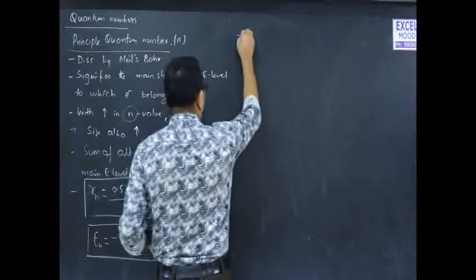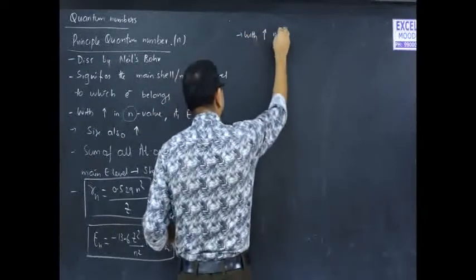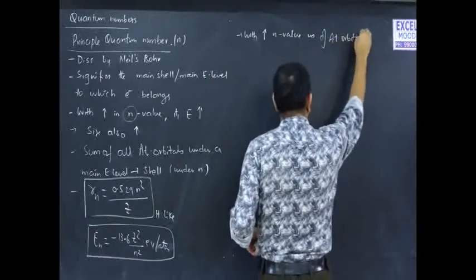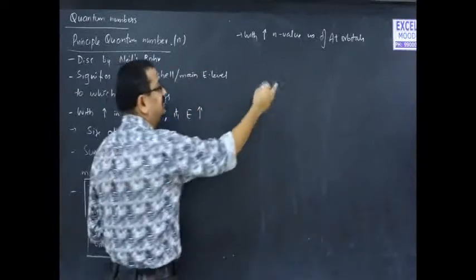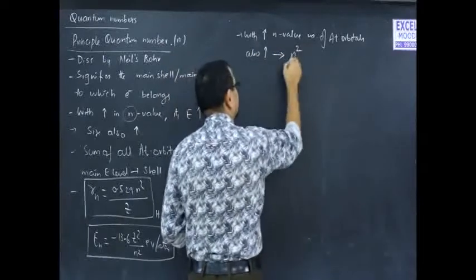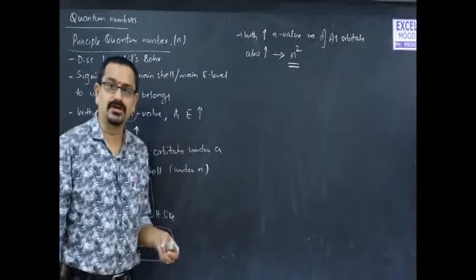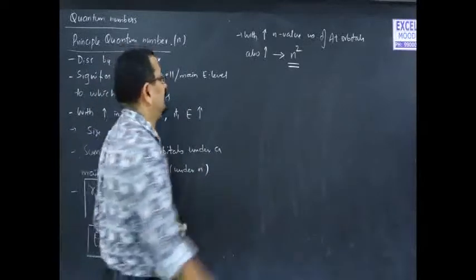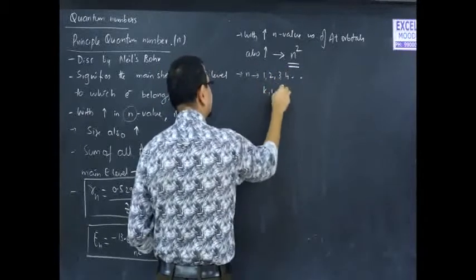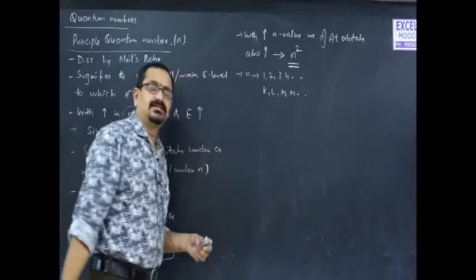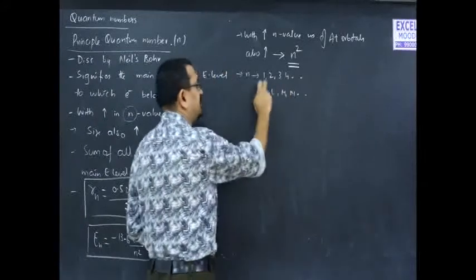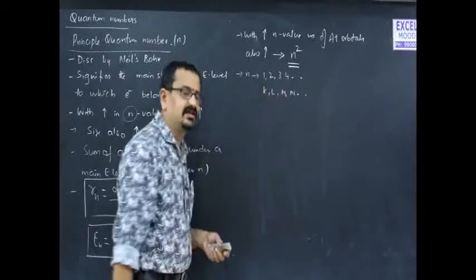With increase in n value, the number of atomic orbitals associated with that n value also increases and is given by n square. So, n square indicates the number of atomic orbitals associated with the given n value. These n values 1, 2, 3, 4 and so on are designated as K, L, M, N and so on: K shell, L shell, M shell, N shell, or first shell, second shell, third energy level, fourth energy level, in this way.